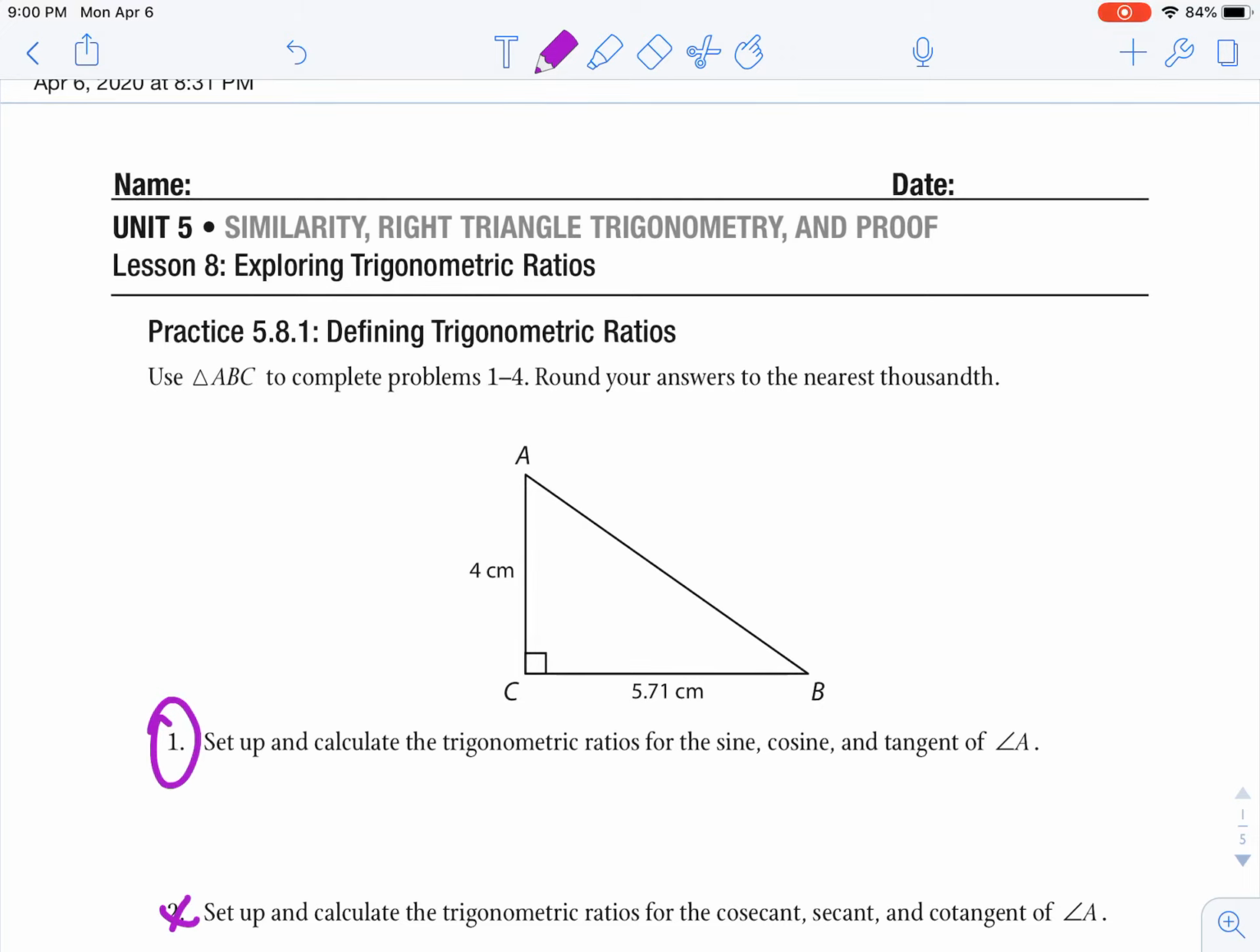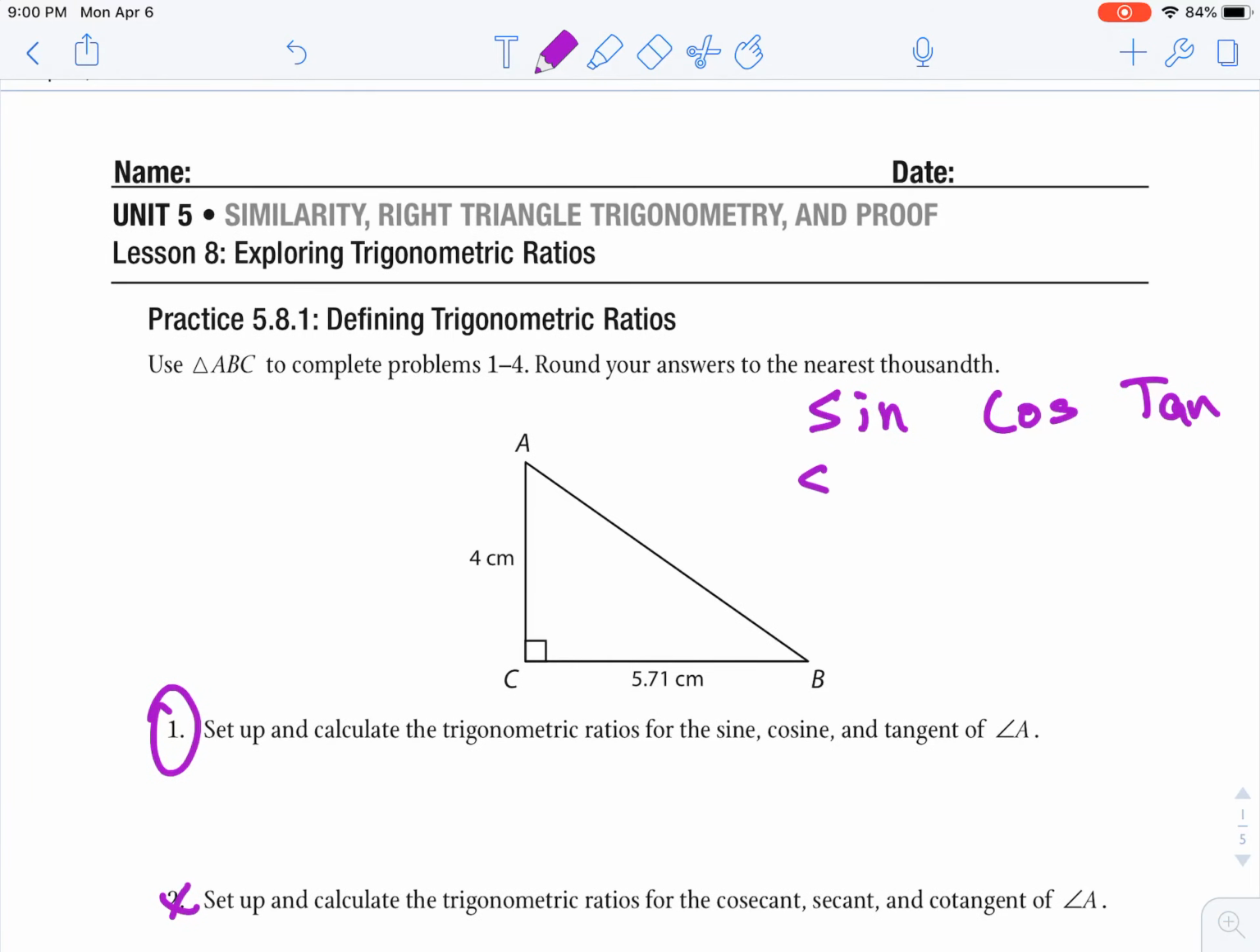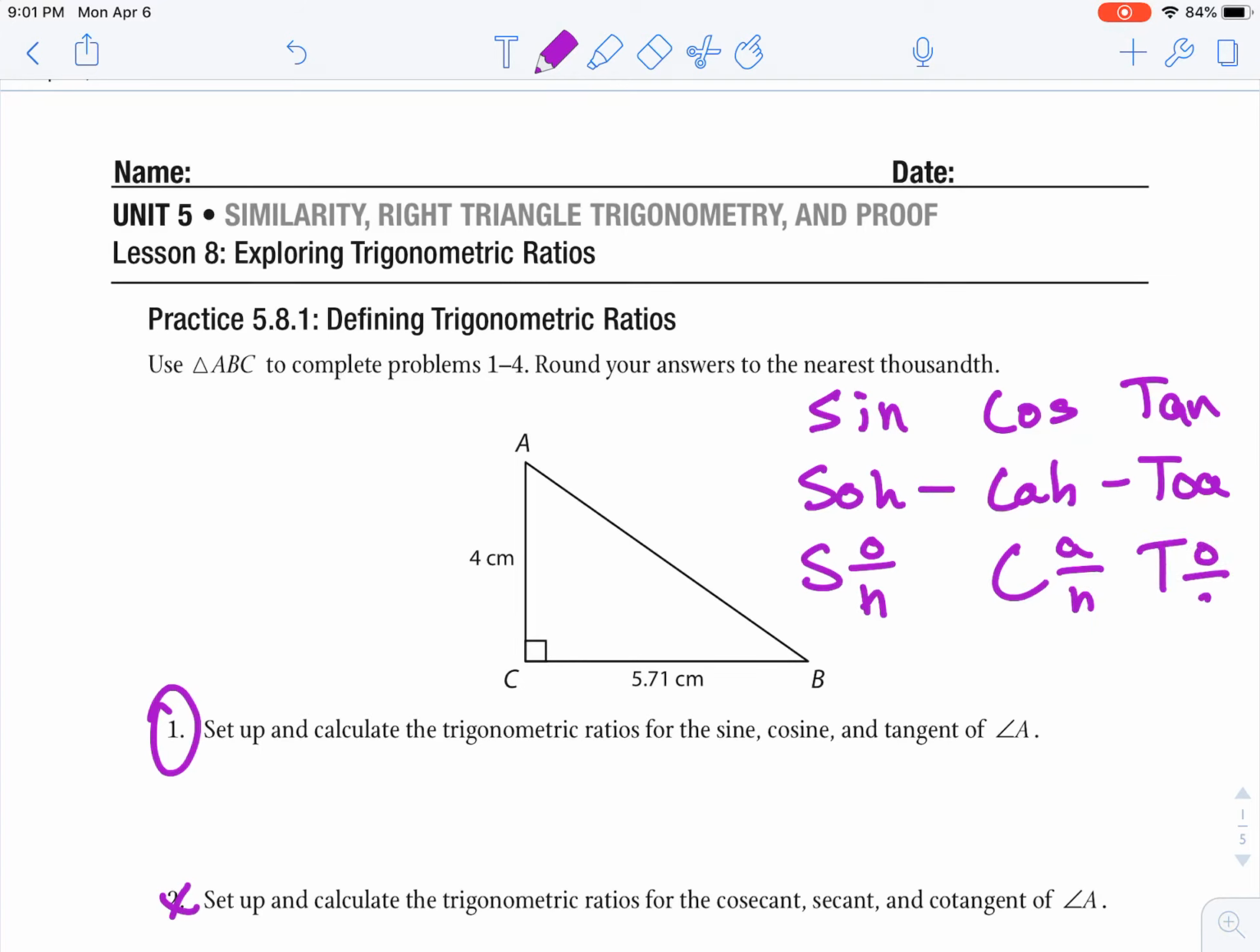This whole thing about trig, these are called trig ratios. There are 6 trig ratios, but there are 3 that we use more often. The other 3 we're going to talk about on Wednesday. Sine, cosine, and tangent. The acronym that kids use is SOH, CAH, TOA. Where does that come from? Sine is the opposite side over the hypotenuse. Cosine is the adjacent side over the hypotenuse, and tangent is the opposite over adjacent.